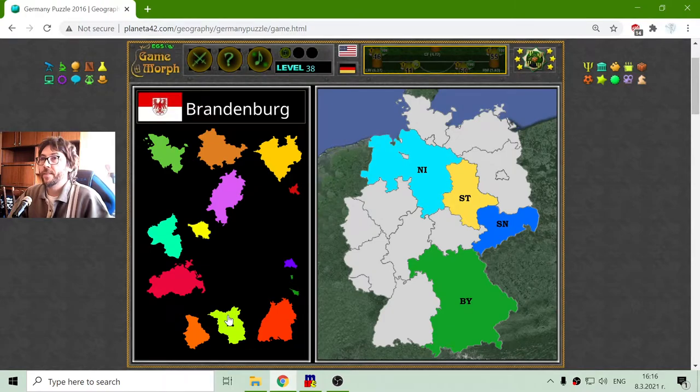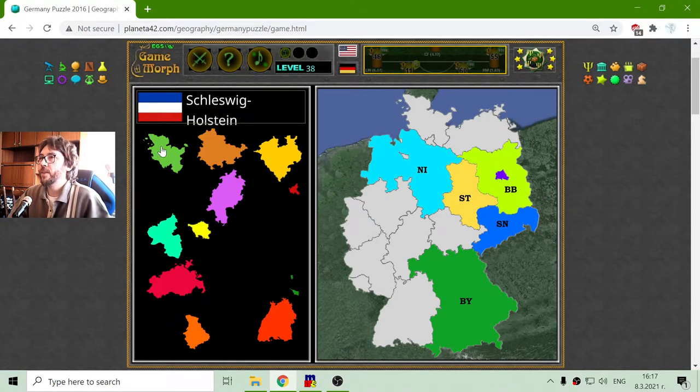Now I will place Brandenburg. Brandenburg is the region around Berlin. And here is Berlin, in the middle of Brandenburg.